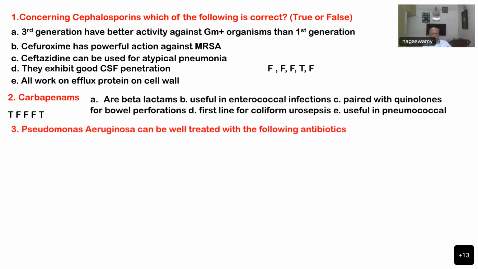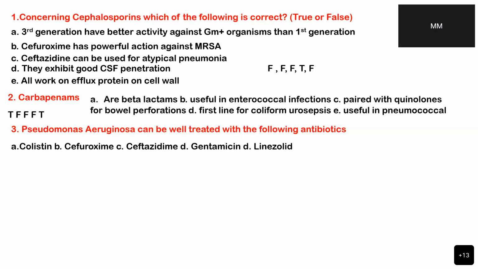Then there is an organism, Pseudomonas aeruginosa, which can be well treated with the following antibiotics: colistin, cefuroxime, ceftazidime, gentamicin, and linezolid. Ceftazidime only? Ceftazidime and linezolid? A, B, C, D, E. C and D.